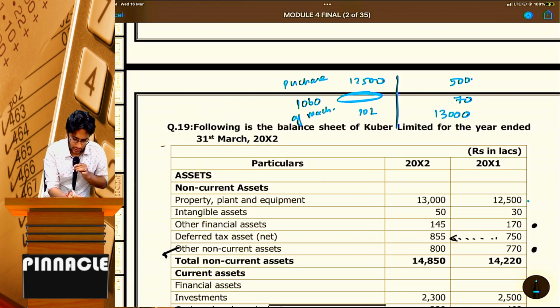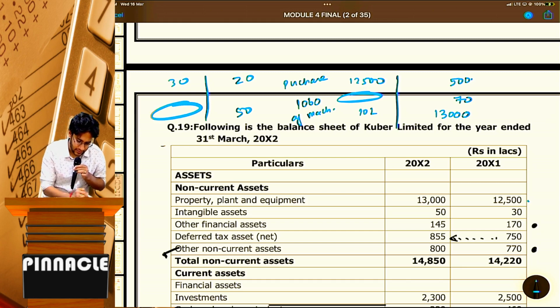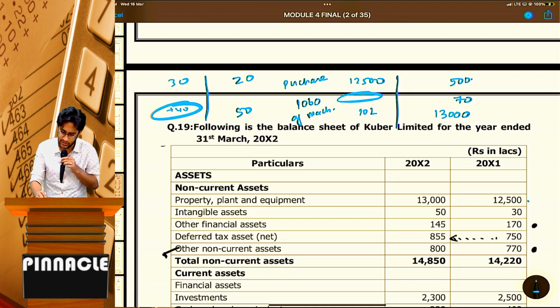Sir, you all can casually draw ledger accounts like this, time pass. How much is intangible asset opening? 30. Closing is 50. Amortization, sir, 20. Okay. You sold anything? No. So balance it. 50 plus 20 is 70. 70 minus 30, 40. You purchased 40, sir. 40 should be there somewhere. Go and check.